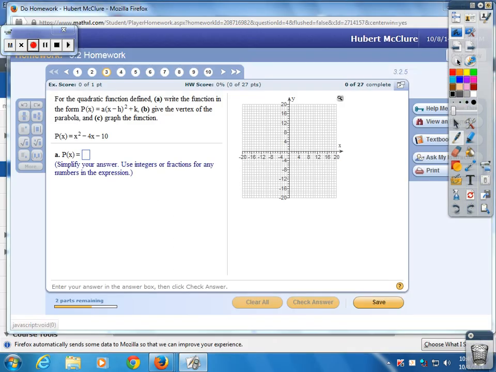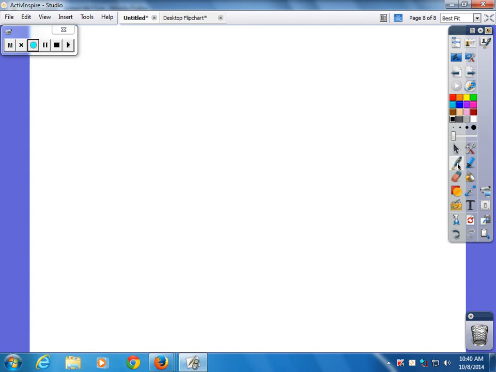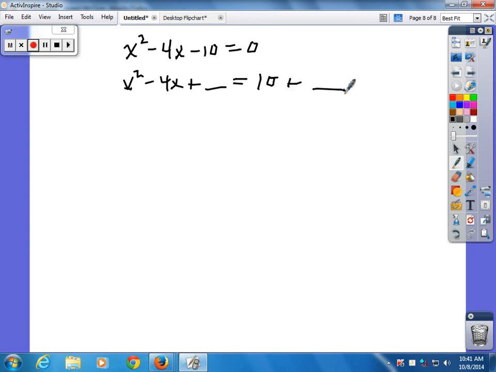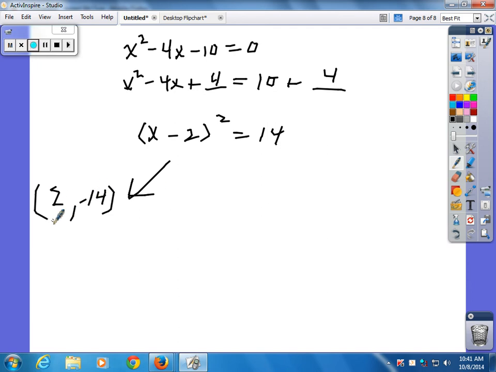What's the problem? Let's do that. Mine: x squared minus 4x minus 10 is equal to 0. x squared minus 4x plus blank is equal to 10 plus blank. Half of 4 is 2. 2 squared is 4. Add 4. (x minus 2) quantity squared is equal to 14. Vertex is (2, negative 14). Y-intercept is (0, negative 10).